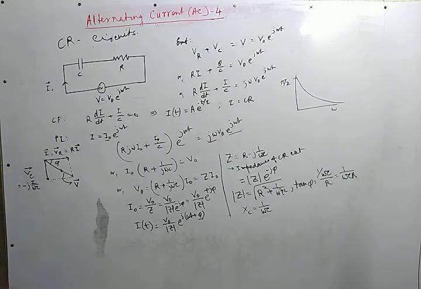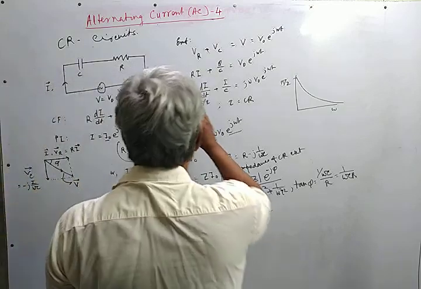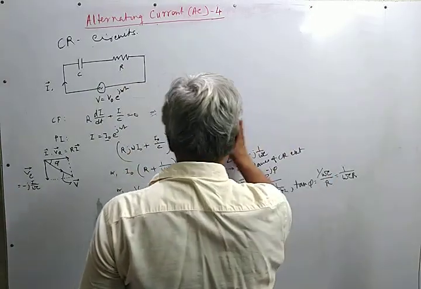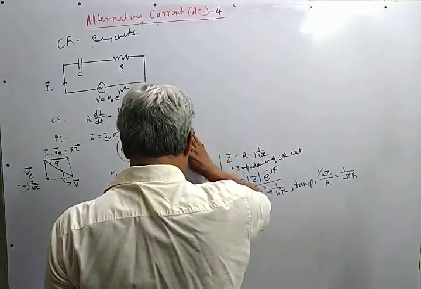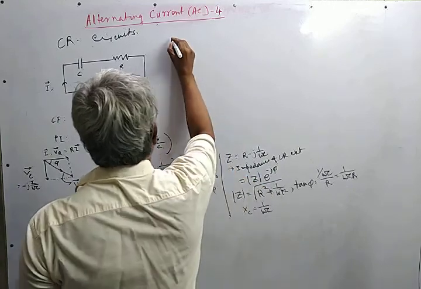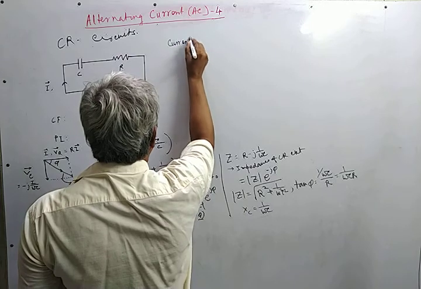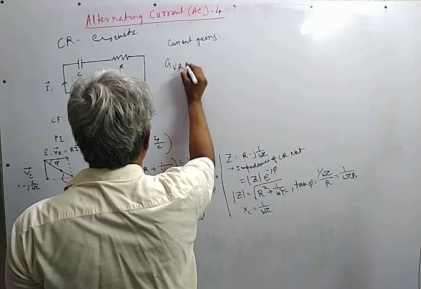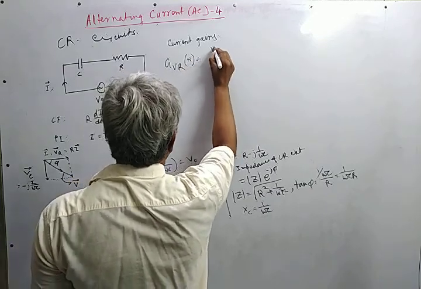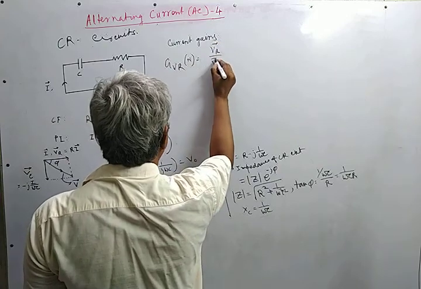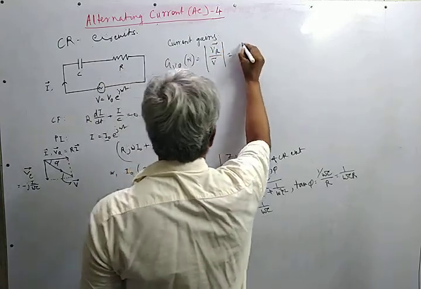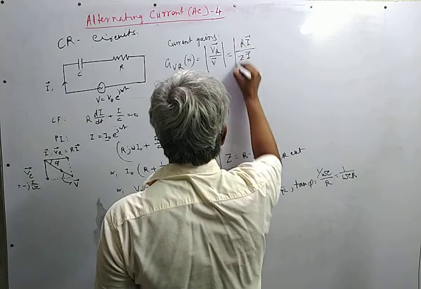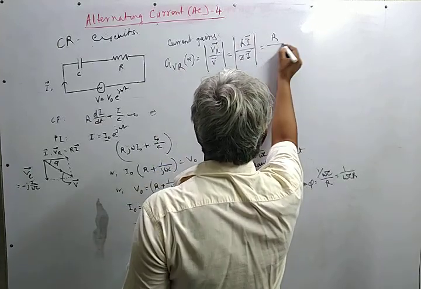Now we come to the voltage gains. So we have solved the problem in two ways. One is by using the EMF equation, and another one is the phasor diagram method. The voltage gain across the resistor, GVR of omega, is as usual the magnitude of VR by V phasor, so this is R I and this is Z I. So this is R upon modulus of Z.